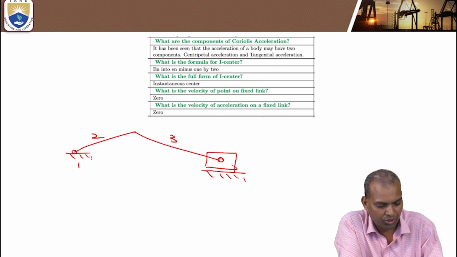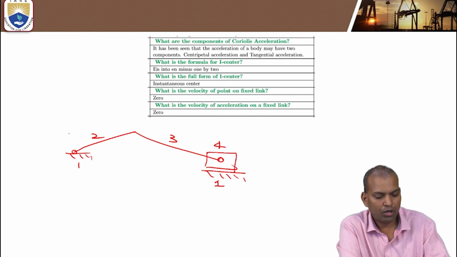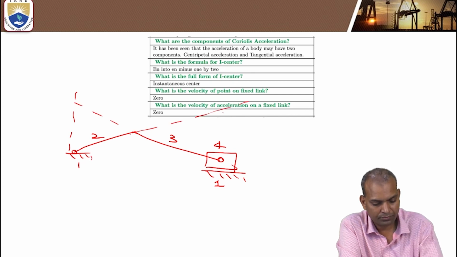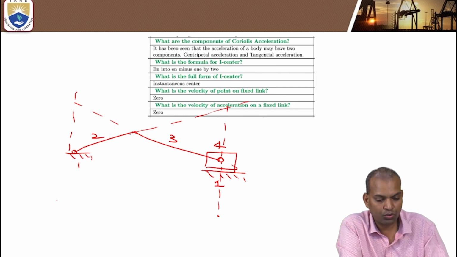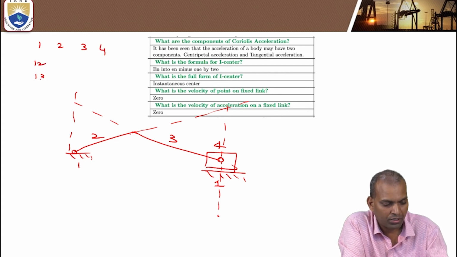Link 1, 2, 3, 4. Now, how to find out what the I-centers are? First, how to know what the I-centers are? There are 4 links in the slider crank mechanism. The I-centers are 1-2, 1-3, 1-4, 2-3, 2-4 and 3-4. These are the I-centers list.